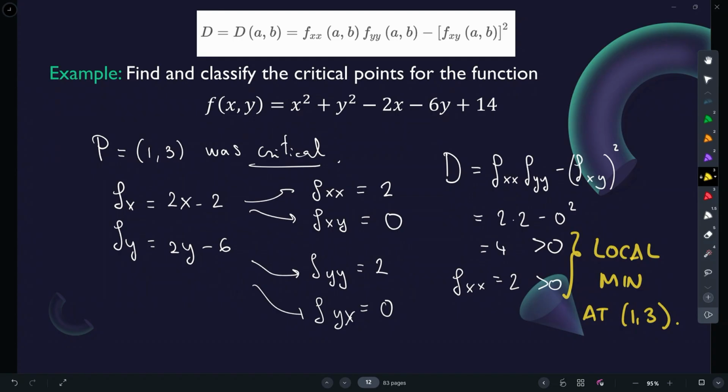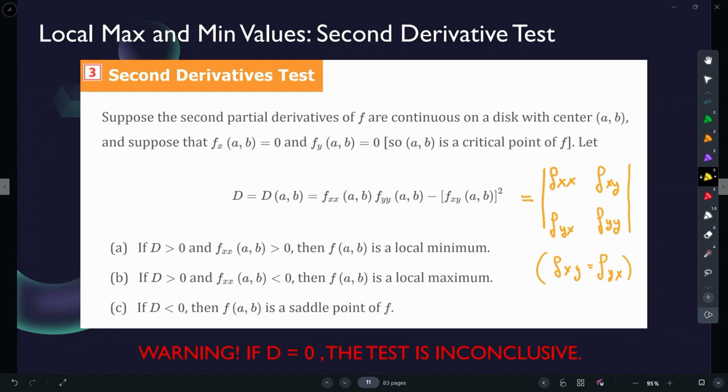The 4 is bigger than 0. Remember that just tells you the first part of the test. That 4 is bigger than 0 is just this condition, but there are two possibilities. And because the second derivative with respect to x was 2, bigger than 0, then it is a local min. If that second derivative was negative, it would have been a local max.